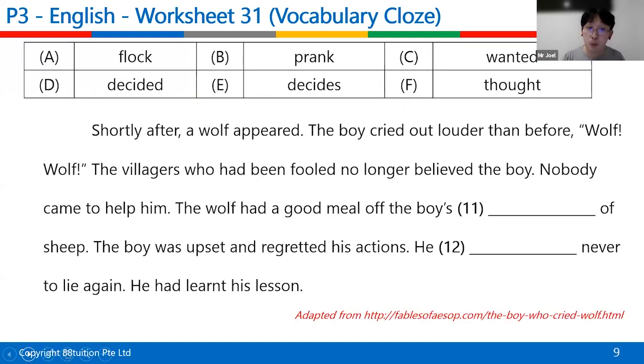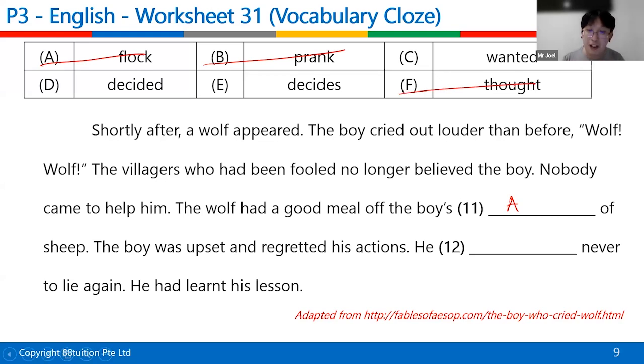Shortly after, a real wolf appeared. The boy cried out louder than before, "Wolf, wolf!" But the villagers didn't care anymore. Because they had been fooled before, they didn't want to be fooled again. So they no longer believed the boy. Nobody came to help him. The wolf had a good meal of the boy's sheep. So he had a flock of sheep, the boy's flock of sheep. So we've used A, we've used B, and we've used F.